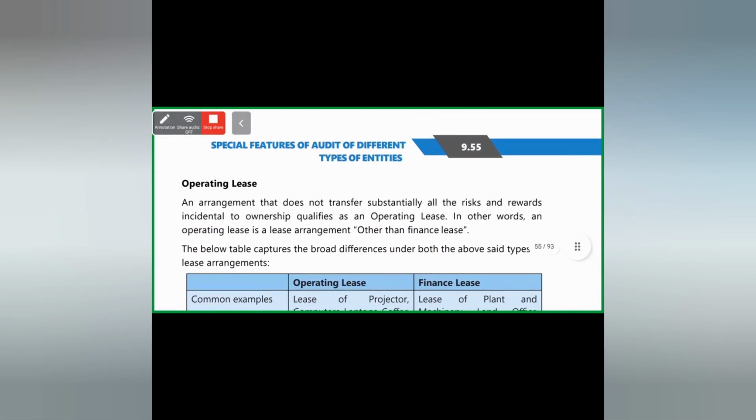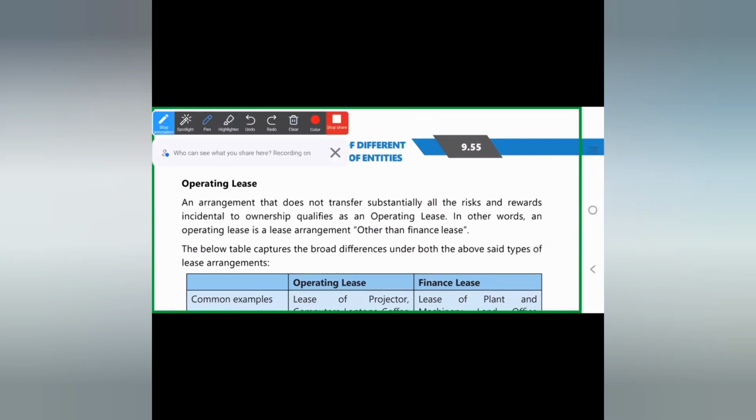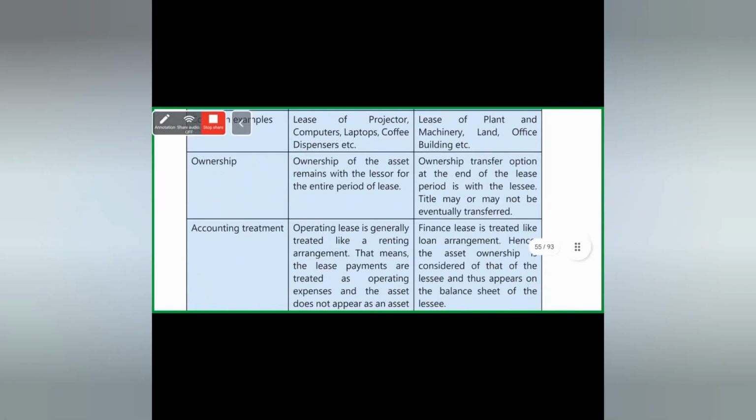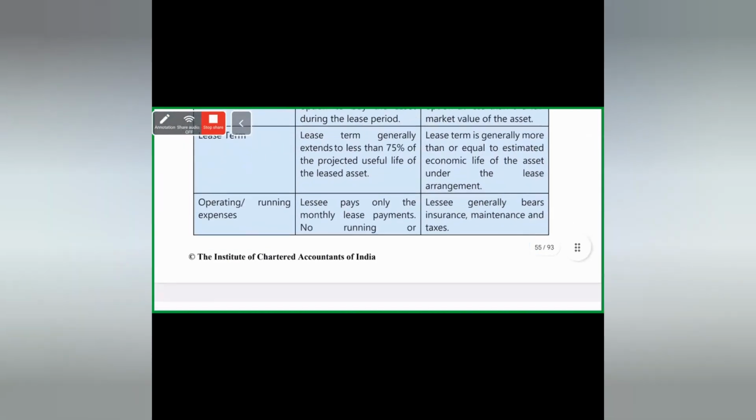Now coming to operating lease, an arrangement that does not transfer substantially the risk and rewards incidental to the ownership qualifies as an operating lease. In other words, an operating lease is a lease agreement other than finance lease. There's a table which differentiates between both. Please go through this while you have time.